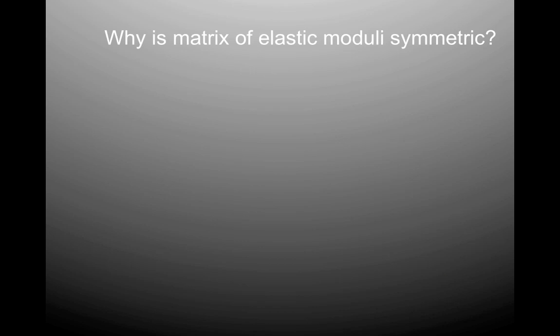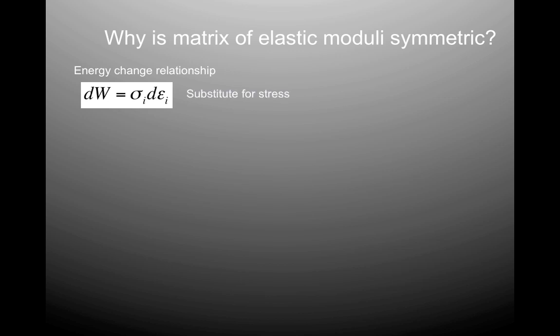So why is this elastic moduli matrix symmetric? Well, we can look at the energy change relationship. The work done in elastic strain is simply a force times a displacement, or a stress times a strain. We can substitute in Hooke's law, our generalized formula for stress, and that gives us the change in work is proportional to the stiffness coefficients times the strain in the jth direction and the differential in the ith direction.